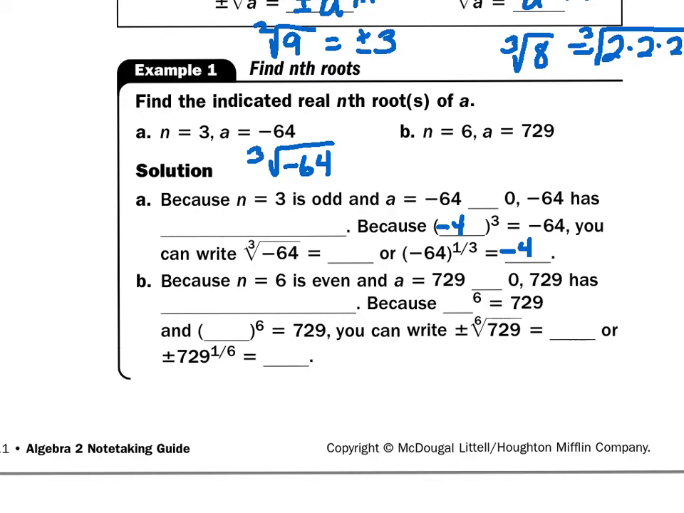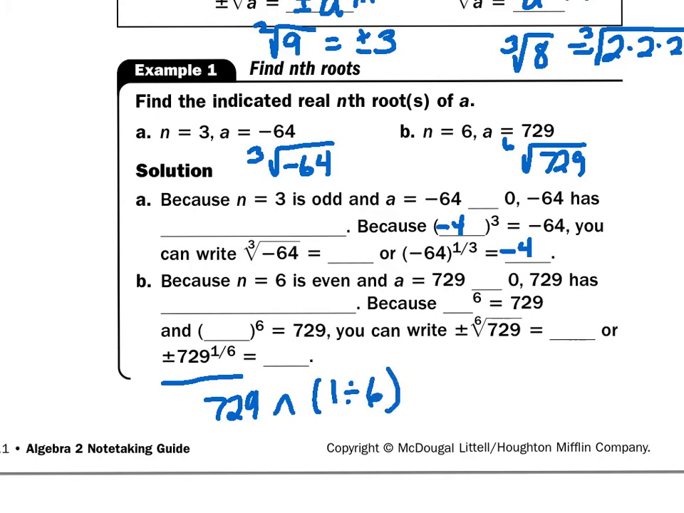Now, what about this one? The 6th root of 729? Then it's an even root, so this is where we have to get our plus and minus. So we can put it in our calculator like this: 729 caret parentheses 1 divided by 6. And then the calculator will give you 3. And then we know to go back and put a plus or minus 3 since it's even. Don't forget the plus and minus.